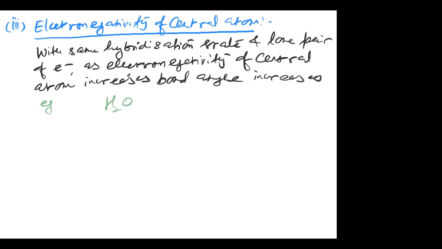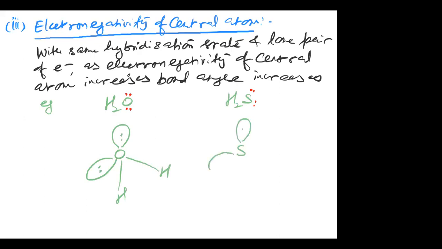if one is H2O and another is H2S, in the case of H2O, it is oxygen having lone pairs of electrons, with hydrogen and hydrogen here. And in the case of H2S, sulfur having lone pairs of electrons, it is H and H here.